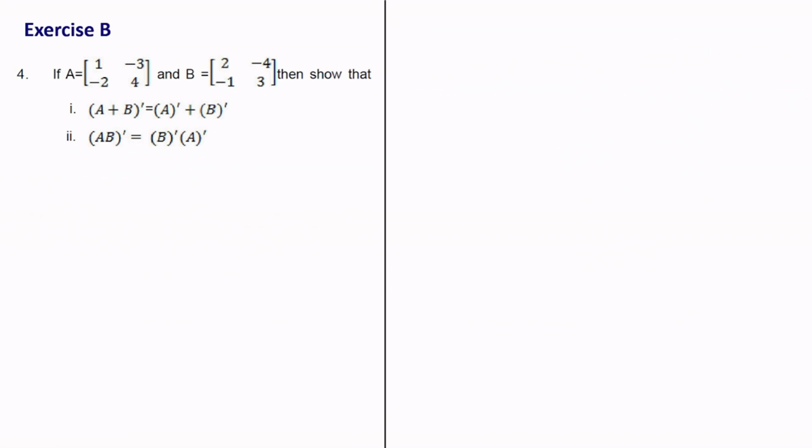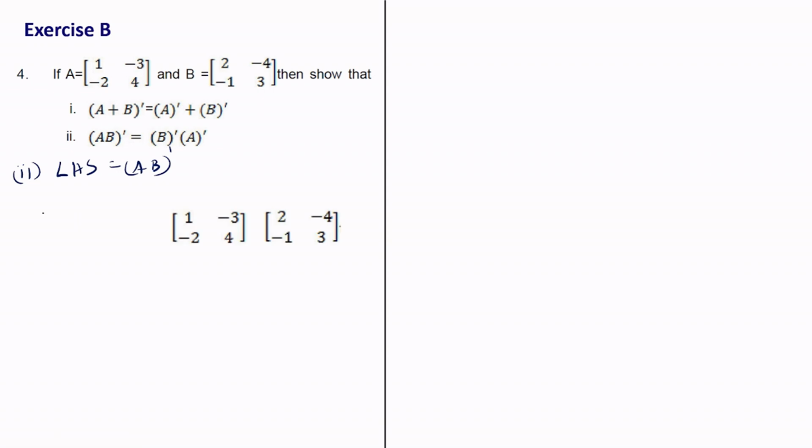Moving on to the next question. The next subdivision: AB the whole transpose is equal to B transpose into A transpose. So we have to show that this is also true. First let us take the left hand side, AB the whole transpose. First let us multiply A and B, then find the transpose, and then let us find B transpose and A transpose. Second one, left hand side is equal to AB the whole transpose.